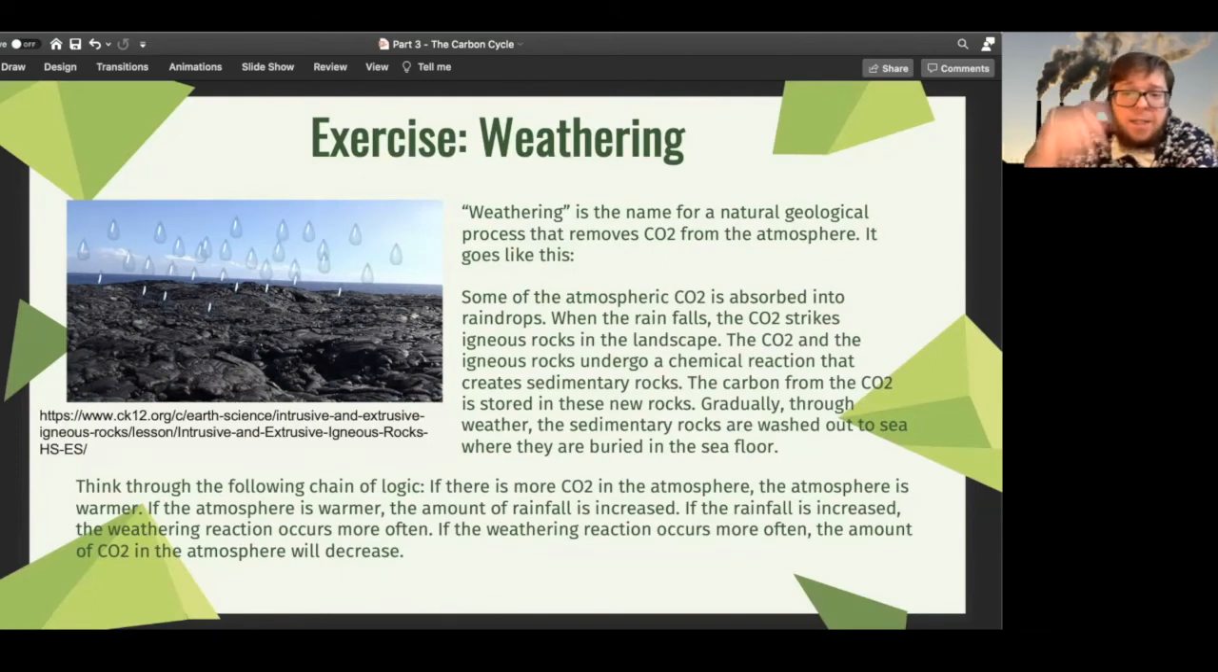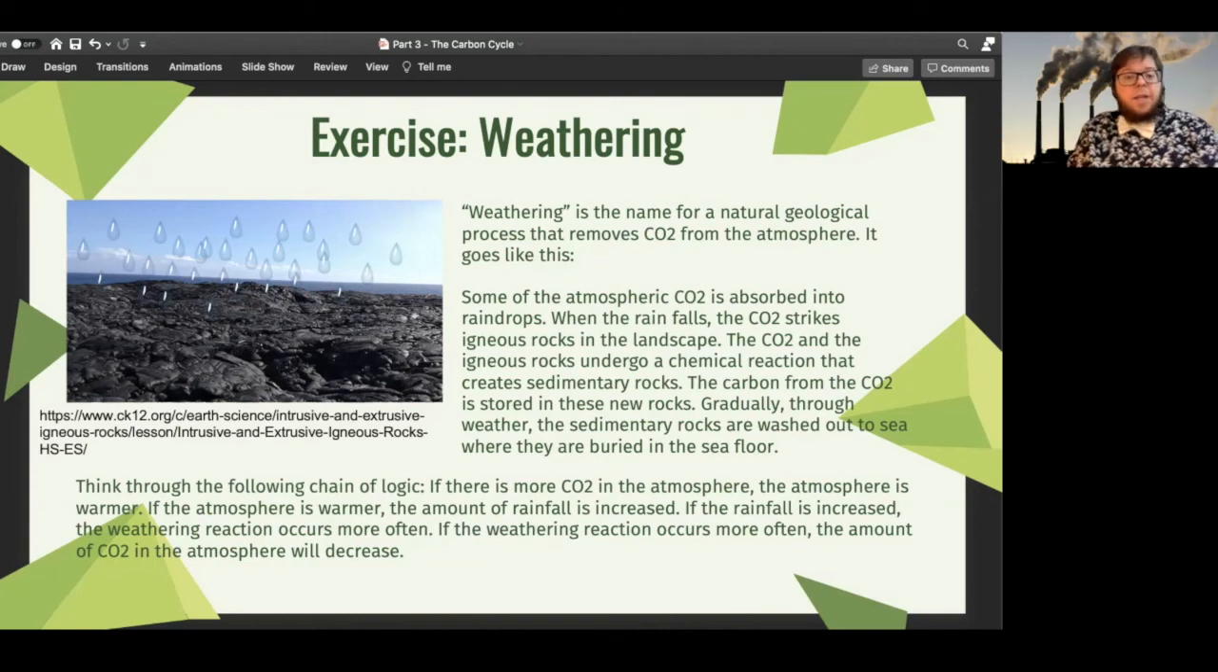So weathering is the name for a natural geological process, and that right there is a clue to how fast it happens, that removes CO2 from the atmosphere. Okay, so it goes like this. There's some CO2 in the atmosphere. There's a stock of carbon in the atmosphere. Some of that will be absorbed into raindrops when there is rain. Okay, so there's rain. It's got some of the atmospheric CO2 in it. When the rain falls, the CO2 strikes igneous rocks on the landscape, right? So again, not all of the rain is going to hit igneous rocks, but some of it will.